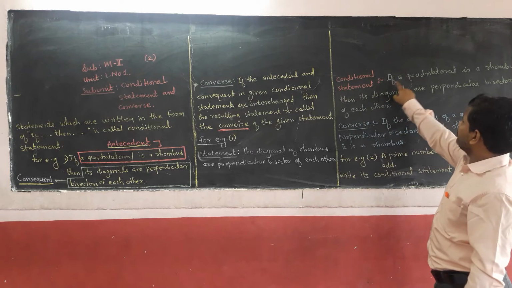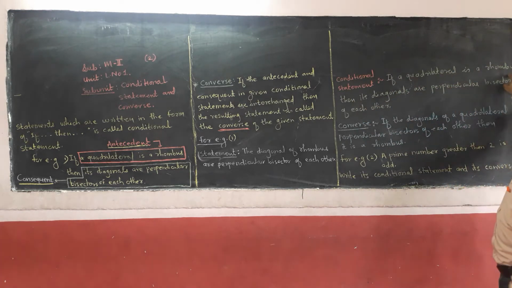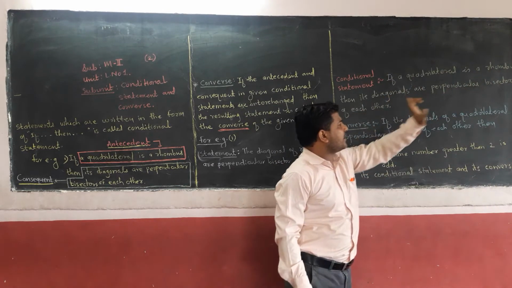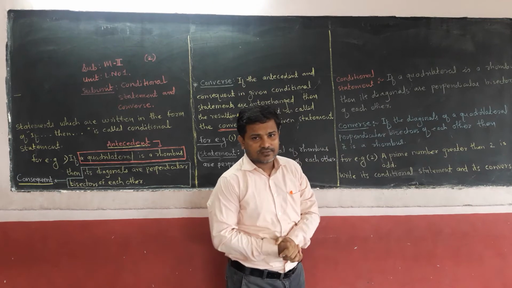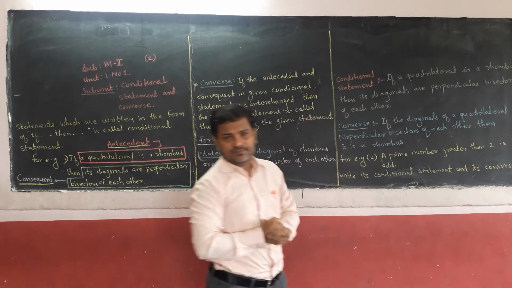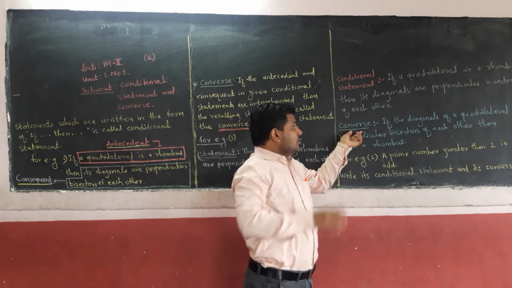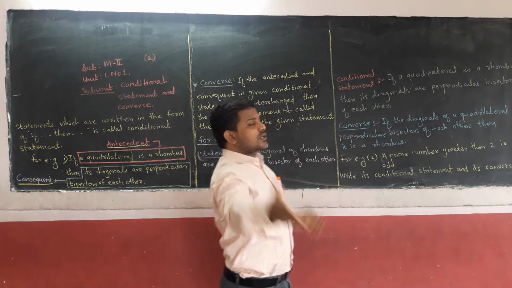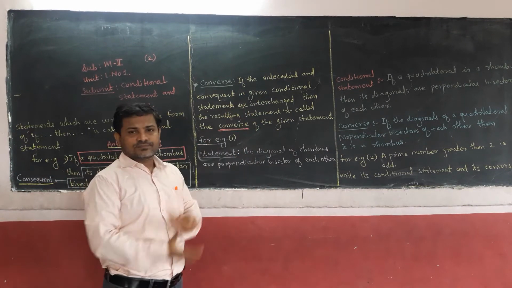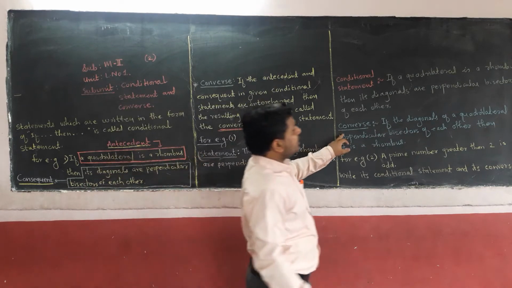You can see here, if a quadrilateral is a rhombus, then its diagonals are perpendicular bisectors of each other. देखो, इस statement को conditional statement में convert किया. In a similar manner, we are going to write the converse of the conditional statement. What is the definition of the converse? Interchanging antecedent and consequent. देखो यहाँ पर interchange हुआ कि नहीं?